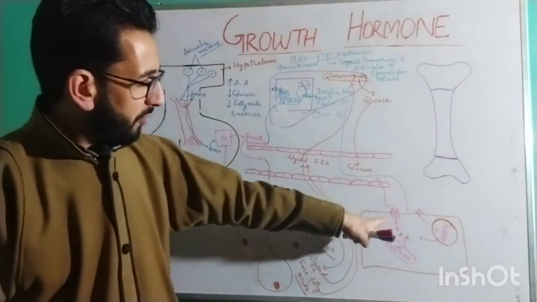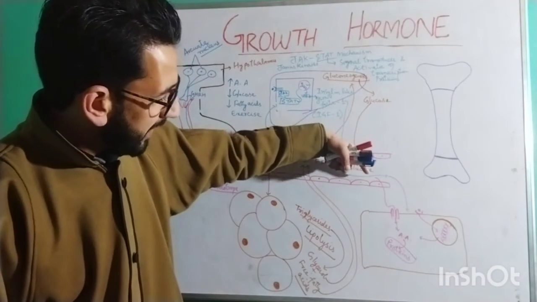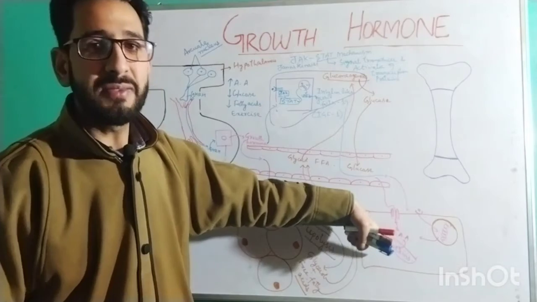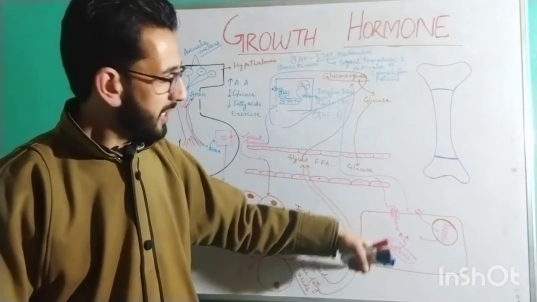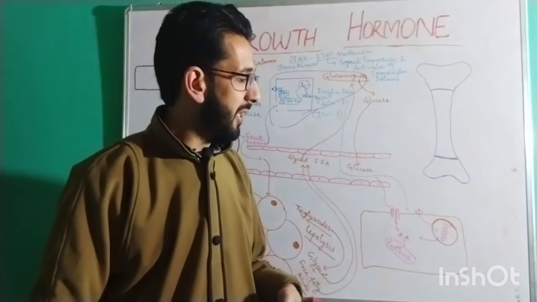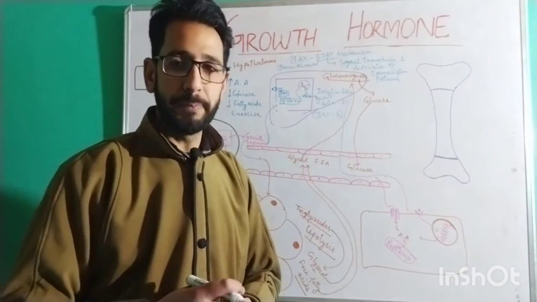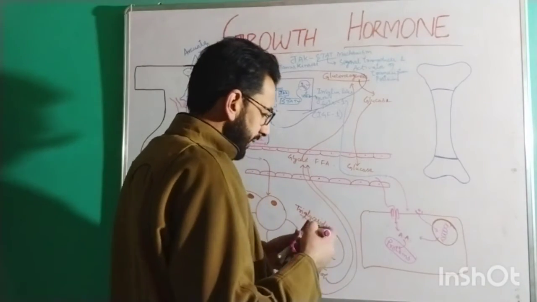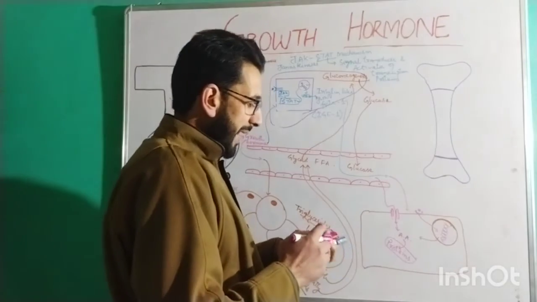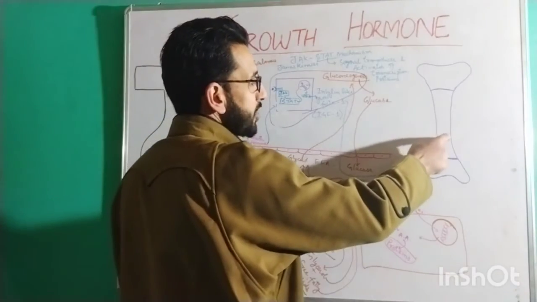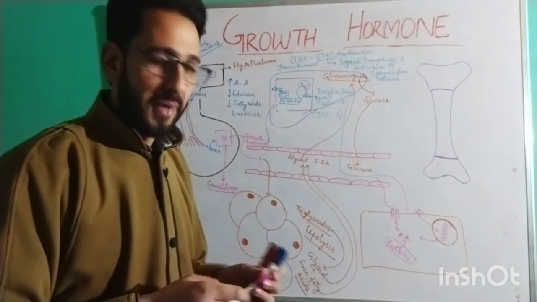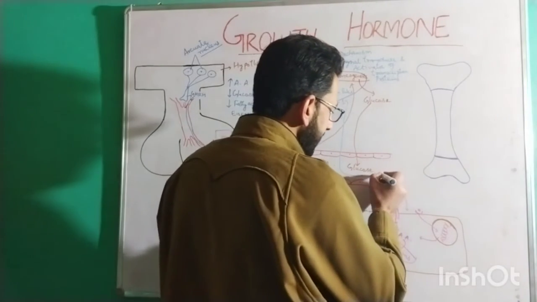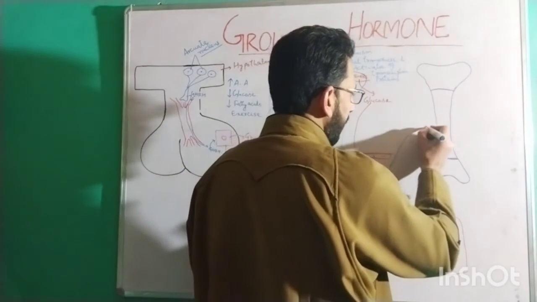So we have taken the amino acids from the bloodstream into the muscle cell, and those amino acids were utilized for the formation of proteins, and those proteins are helpful for muscle growth. Then this insulin-like growth factor not only acts on the muscle cells, it also acts on the bones.